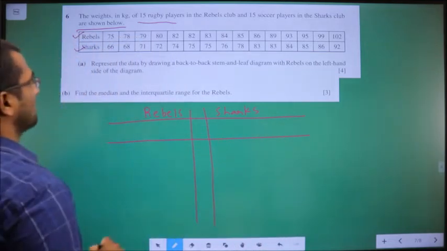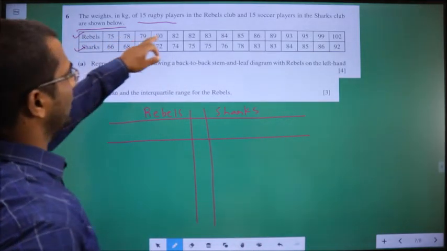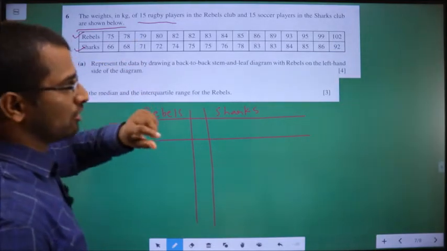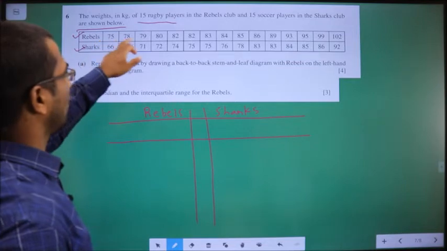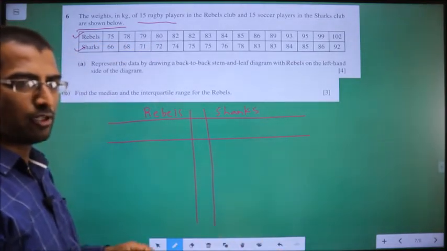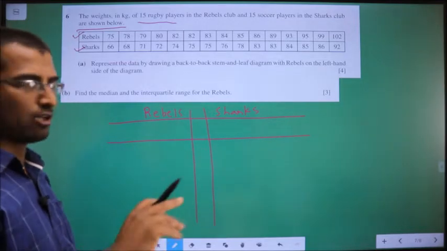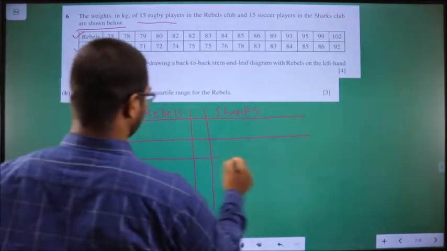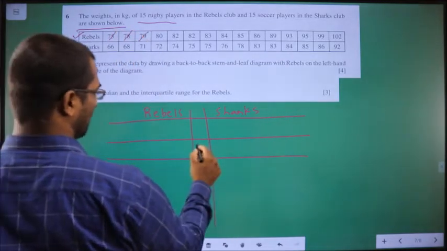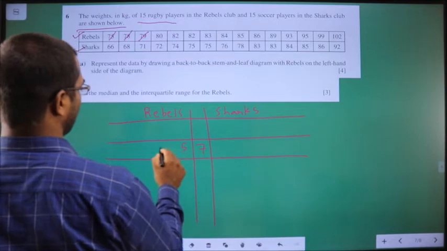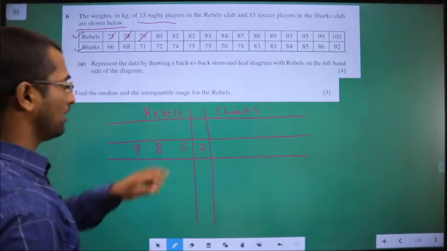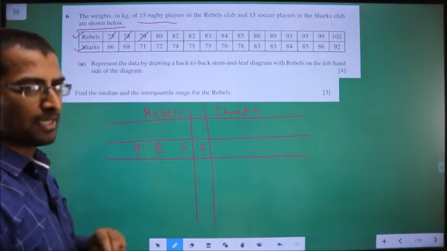Now from where do I start? Smaller in Rebels is 70. If you observe it, they are already arranged in proper increasing order. We don't need to search for numbers in ascending order. So Rebels starting with 75. So take 7 here, 5, 8, 9. You will come to know why I left this space.